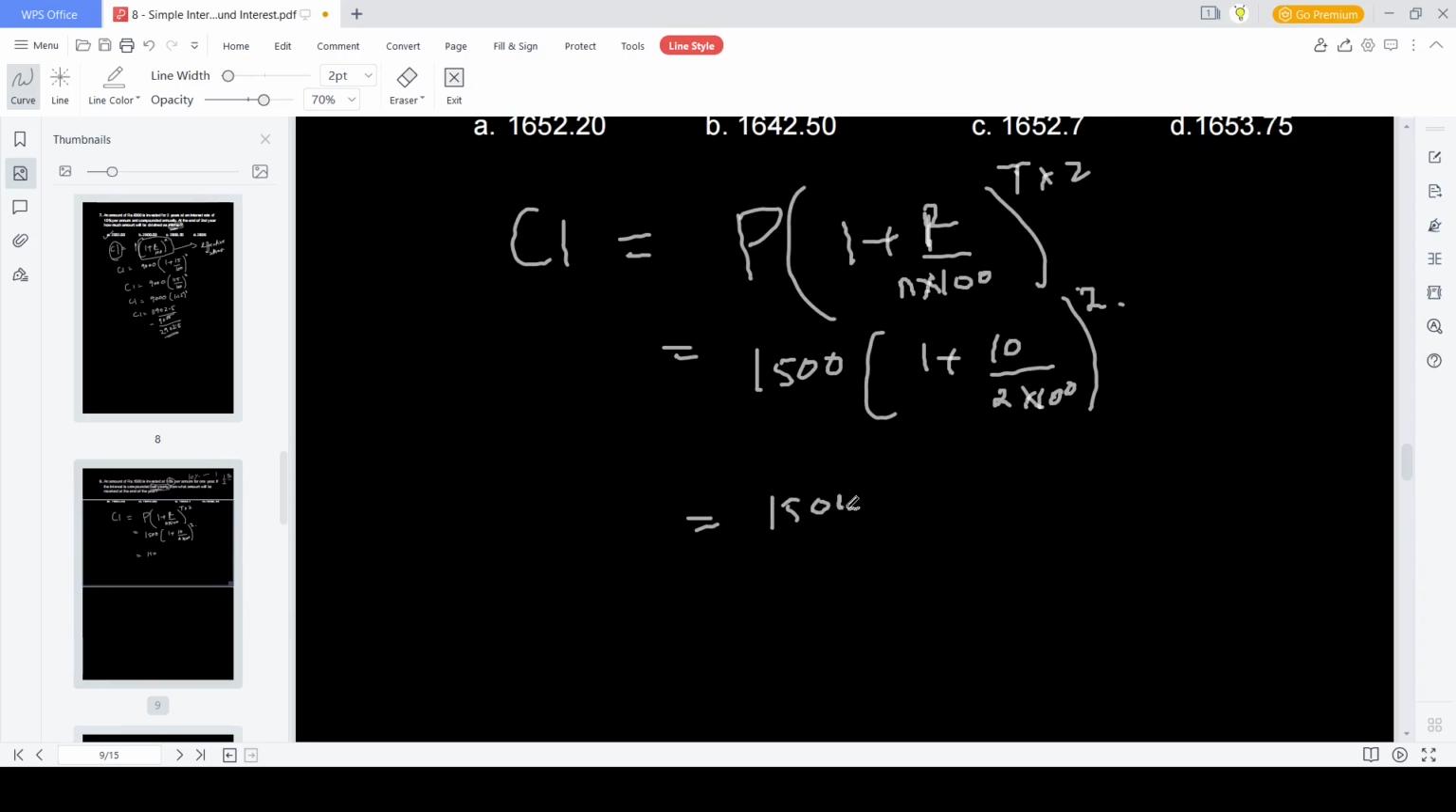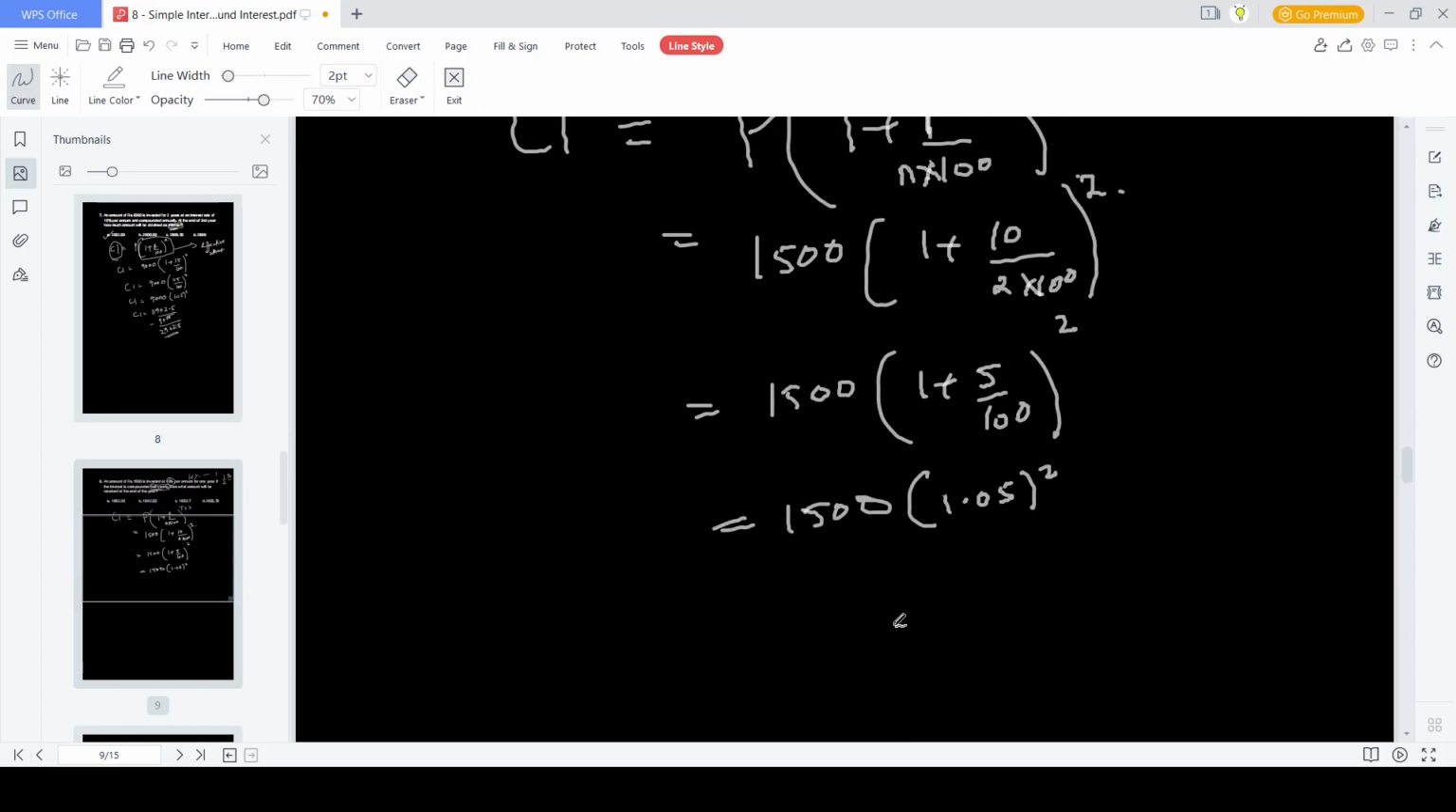It will be 1500 into 1 plus 5 by 100 to the square, 1500 into 1.05 square. Okay, I will compute 1.05 square. That is 1.1025 and multiply it by 1500. So 1653.75 is the answer. 1653.75. Okay, so this is the compound interest earned.